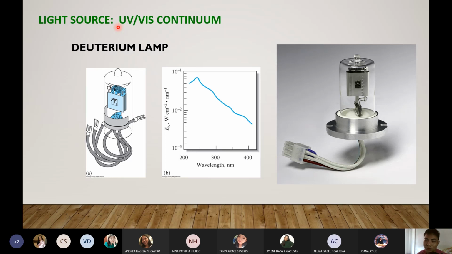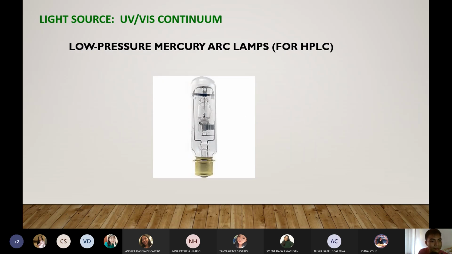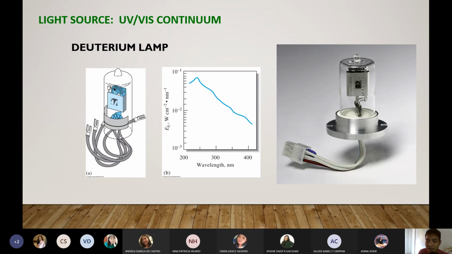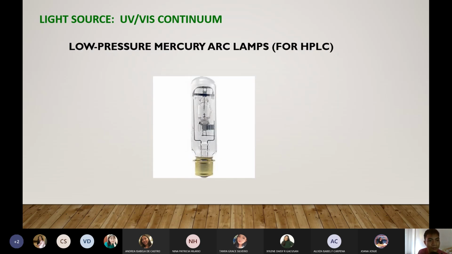Anyway, so what is deuterium? That is an isotope of hydrogen, no? So para siyang hydrogen gas but the isotope version. Okay, so we have deuterium gas inside and it glows then, no? Okay. So saan to ginagamit? If I'm not mistaken, UV analysis, UVVs, no?